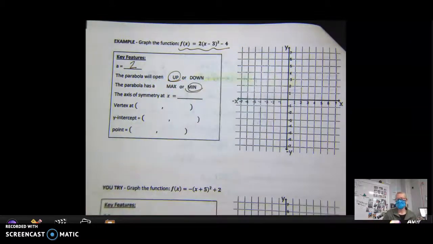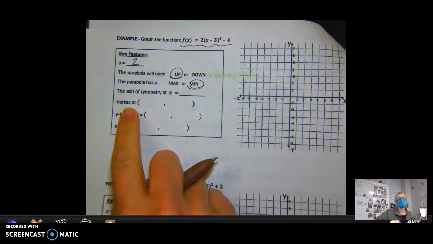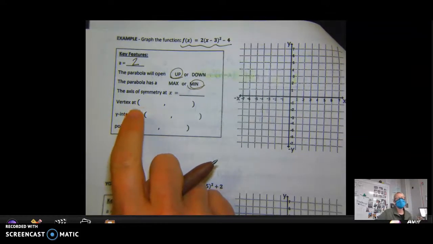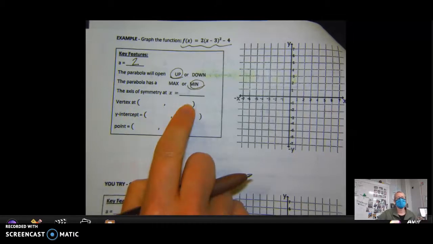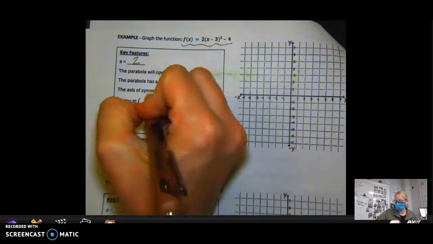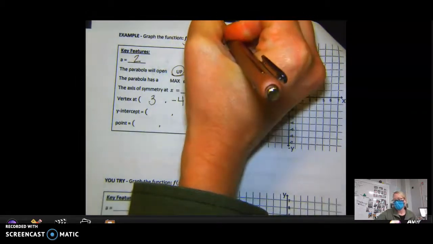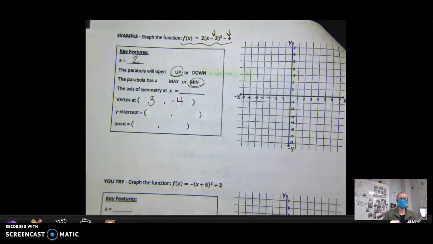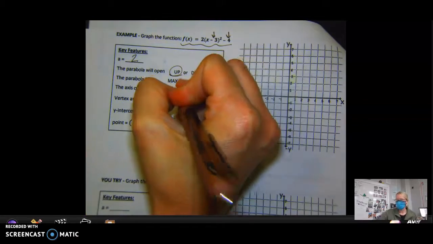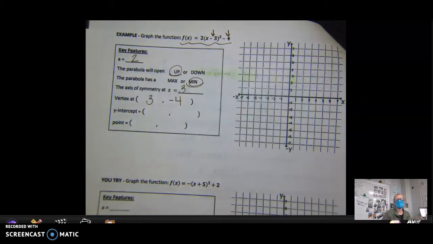Very good. Next, we're going to find the vertex. Remember, it's opposite, keep. So opposite and keep will give me what and what? 3, -4. Opposite of this -3, keep the -4. Since my vertex is at 3, -4, what's my AOS at? X equals 3. It's just your X value.